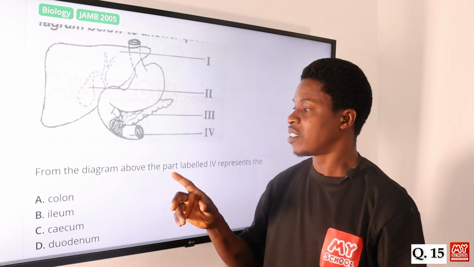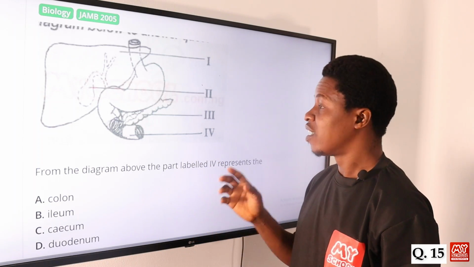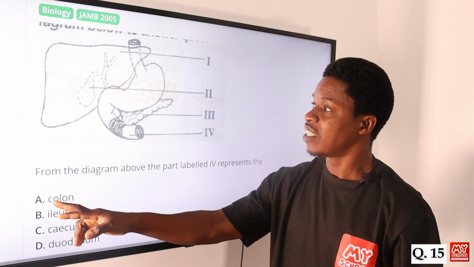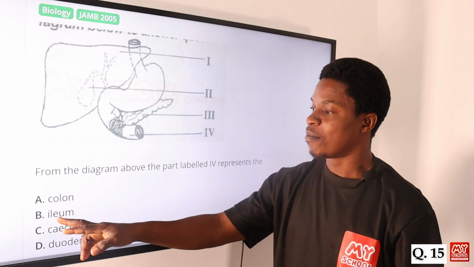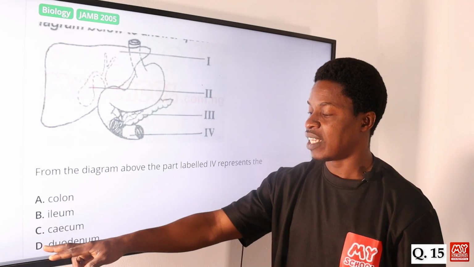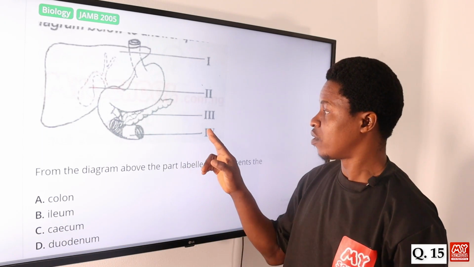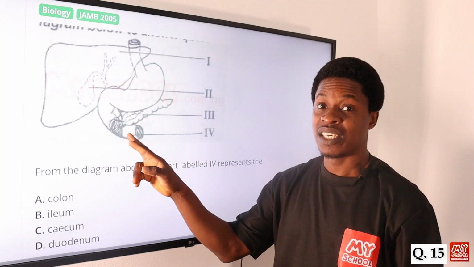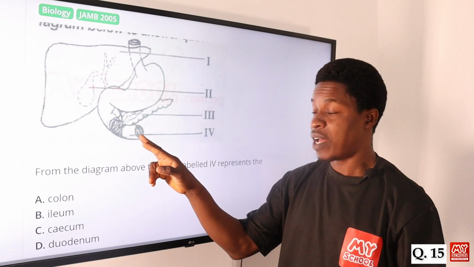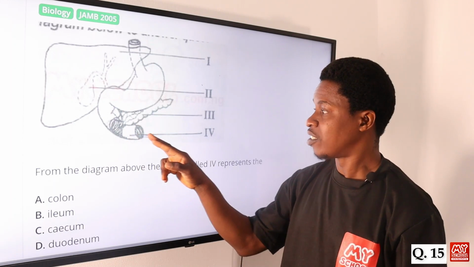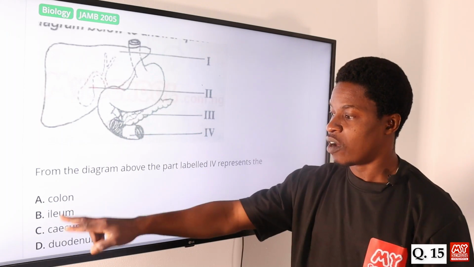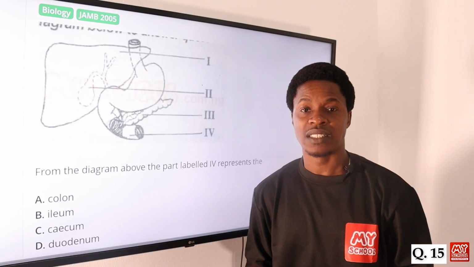So the question says from the diagram above, the part labeled 4 represents the what? Option A says colon, option B says ileum, option C says cecum, and option D says duodenum, which is Roman figure 4. Like I just said, this is your duodenum, part of the small intestine. So Roman figure 4 is duodenum. So the correct answer is option D.